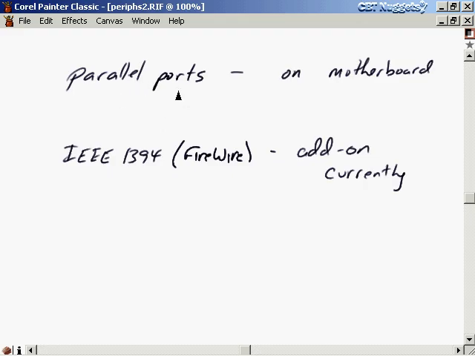And then there's parallel ports. Again, parallel ports are right on the motherboard themselves nowadays.